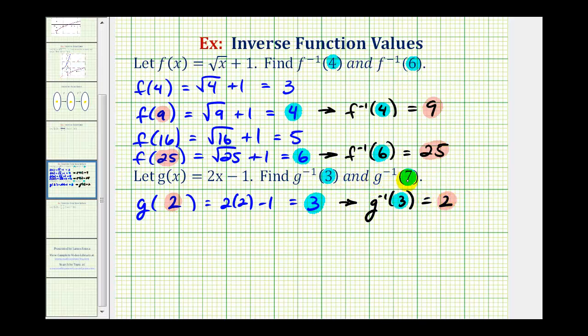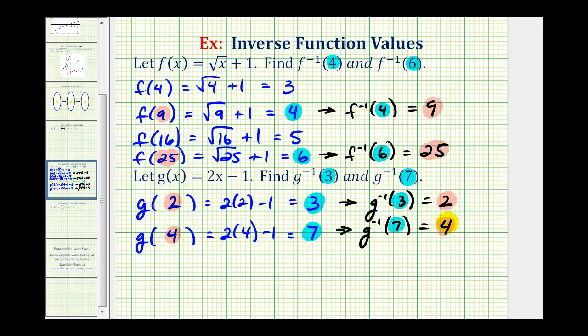To evaluate g inverse of 7, we want to find an input into g so that the output is equal to positive 7. So notice if we had 2 times 4 minus 1, that would be 7. So g of 4 would equal 2 times 4 minus 1, or 7. So in g, when the input is 4, the output is 7. Therefore, g inverse of 7 is equal to the original input of 4.